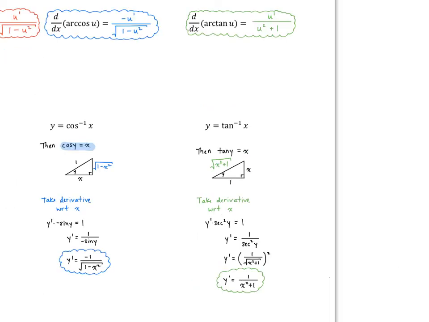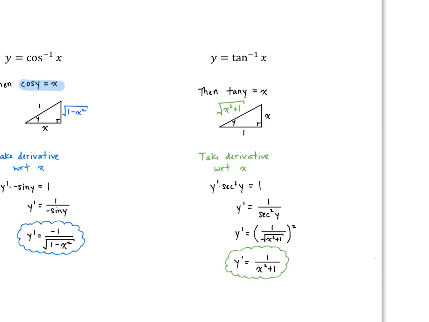Finally, proving the derivative of arctangent of u equals u prime over u squared plus 1. Again, that's for the u substitution portion. We're just going to look at it plain and simple, where y equals the inverse tangent of x. So then tangent of y equals x. Y is our angle. Since tangent is opposite over adjacent, x over 1 is the legs. Using the Pythagorean theorem, we're able to get the hypotenuse to be the square root of x squared plus 1.